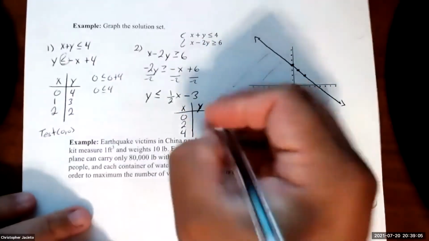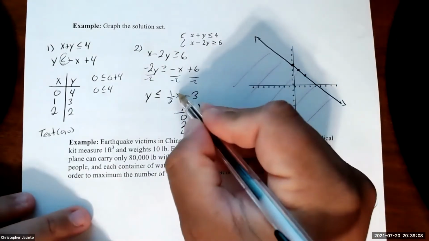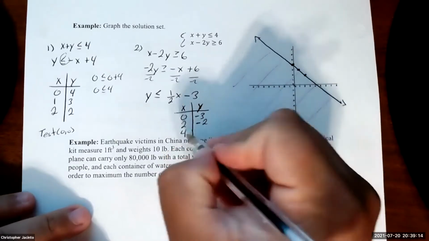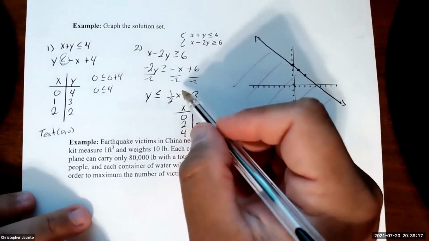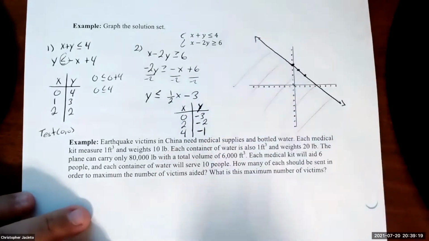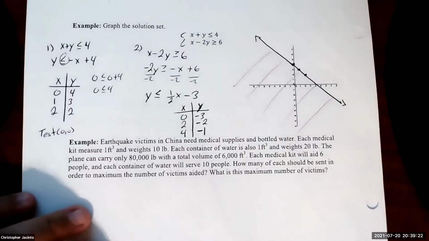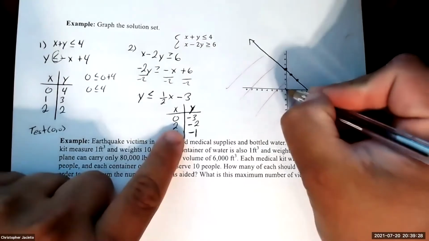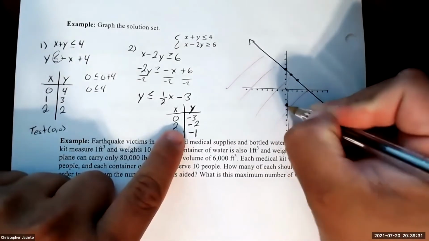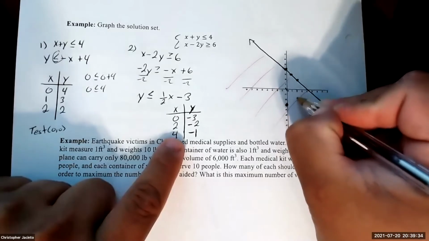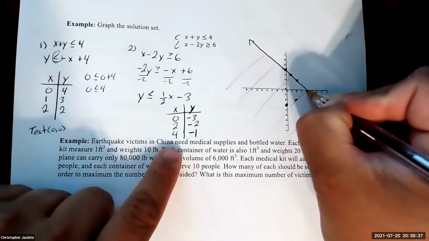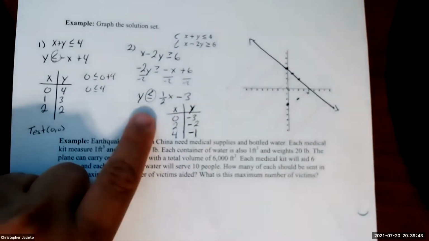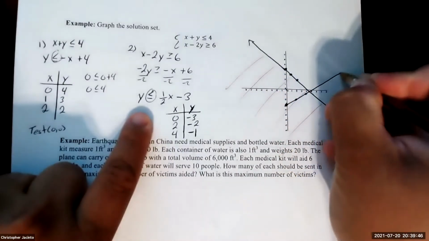So you plug in 0, that's gone. So you get -3. You plug in 2, 2 divided by 2 is 1, and then 1 minus 3 is -2. Plug in 4, 4 divided by 2 is 2, and 2 minus 3 is -1. All right, so on the same graph, we're gonna plot this one. So this one is 0, -3, 2, -2, 4, -1. And again, this is also solid because there's an equal sign there, right? So this is also a solid line doing this.